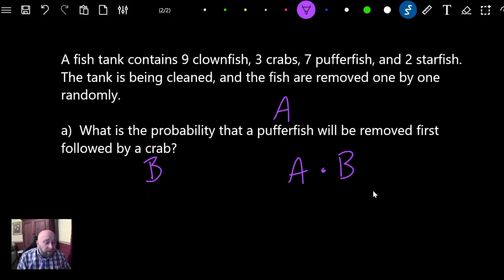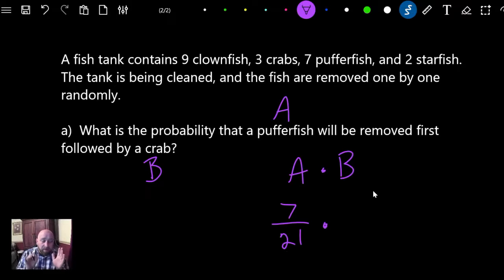And so what is the probability of a pufferfish? Well, there are 7 pufferfish. So we would have 7 over, I don't know, we haven't added these up yet. We need to know how many total fish there are. So let's see, 7 and 3, there's 10, there's 9 of the clownfish, that's 19. And so we have 21 total fish in the tank. So 7 over 21 times the B event.